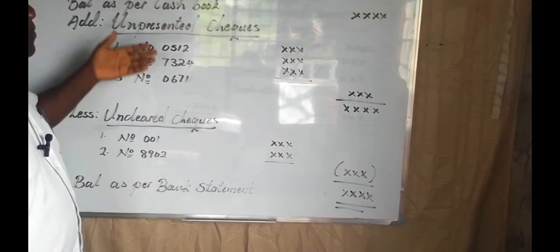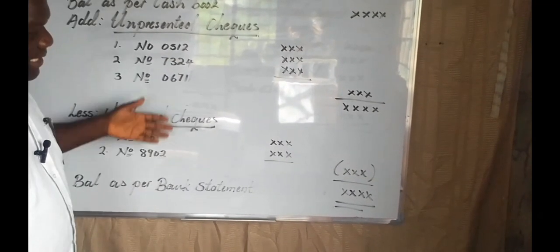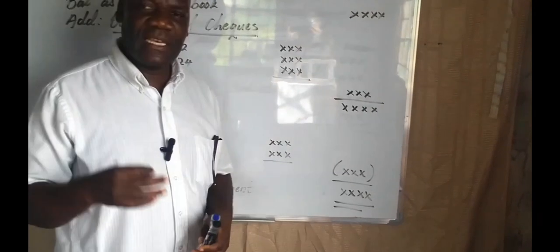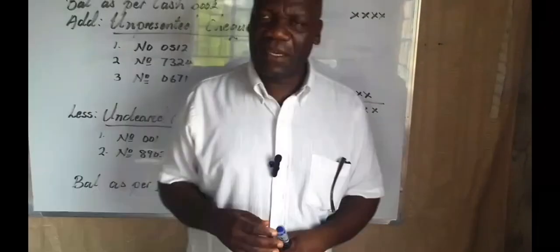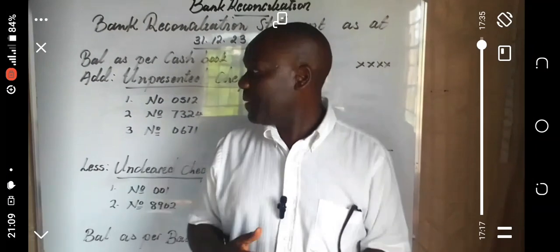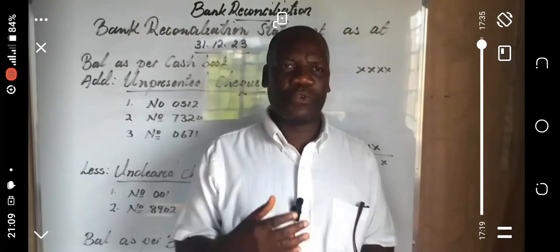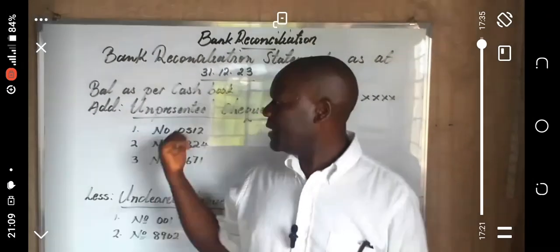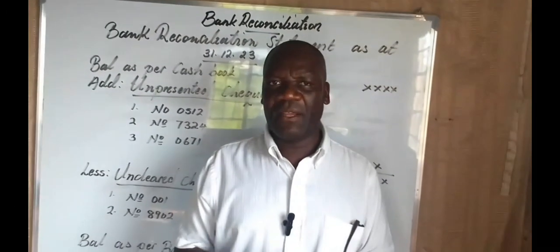Okay, so you can see this is the format of a very simple, basic bank reconciliation statement. Next time, in the next video, we're going to add the figures and solve a question together.